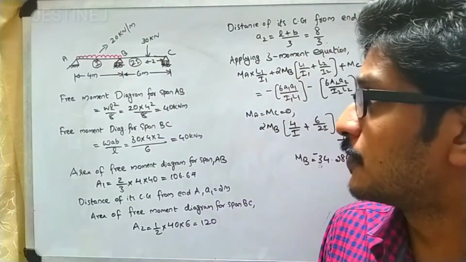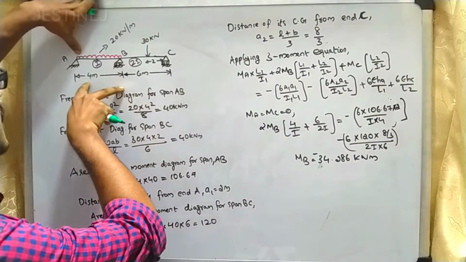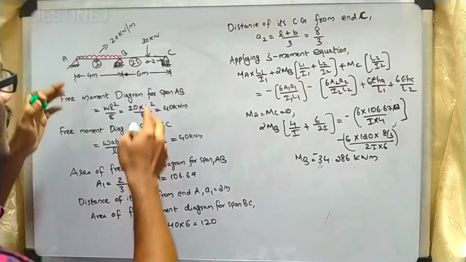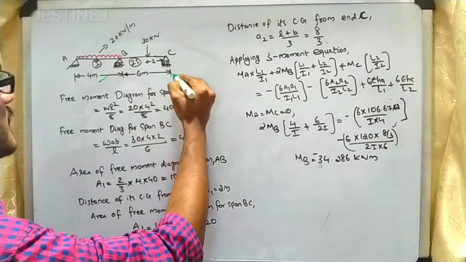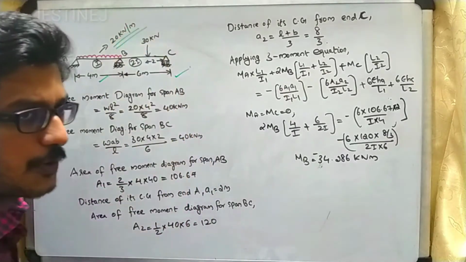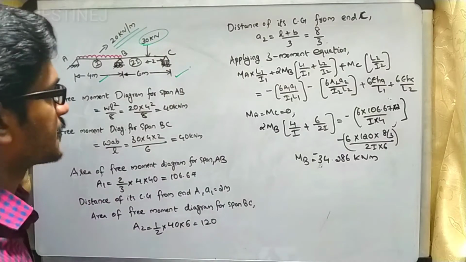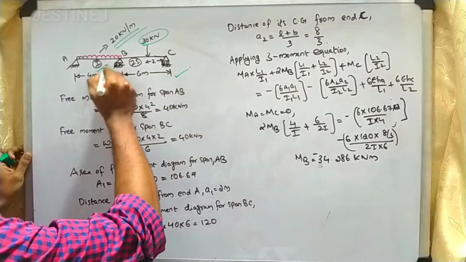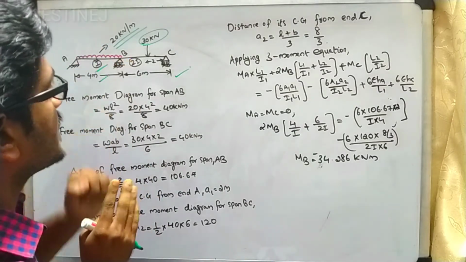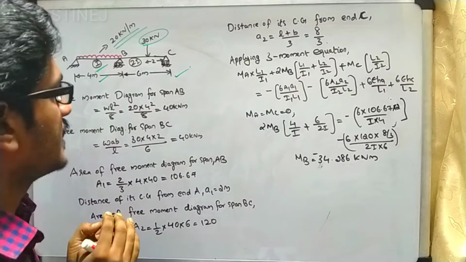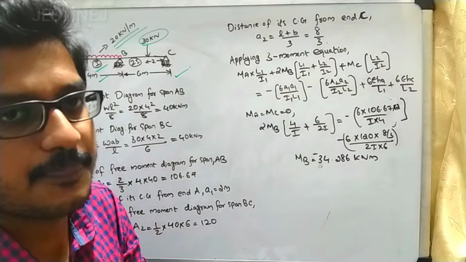In the given question, a continuous beam with supports A, B and C has span AB of 4 meter and span BC of 6 meter. The UDL value is given as 20 kilonewton per meter and the point load is 30 kilonewton. The moment of inertia for span AB is I and for span BC it is 2 times I. This is the given condition in this question.